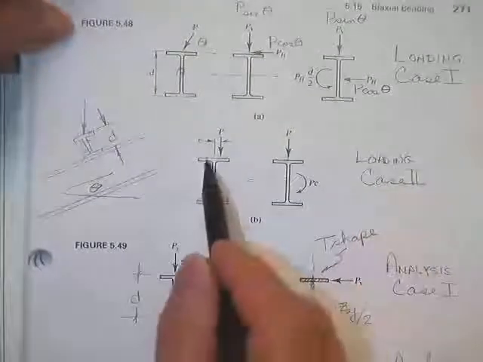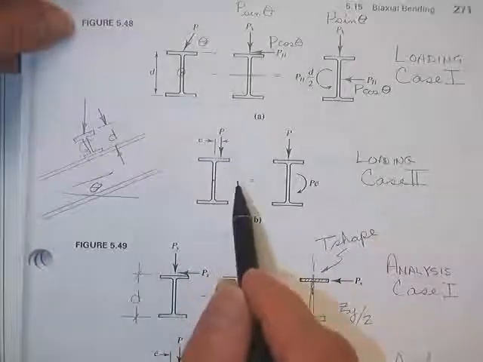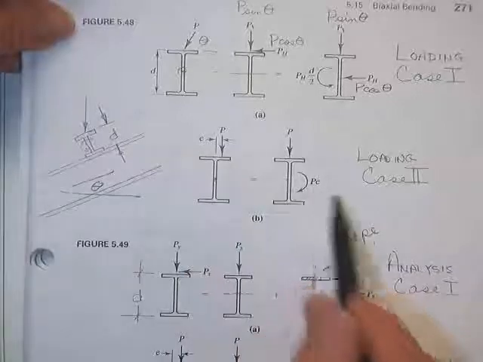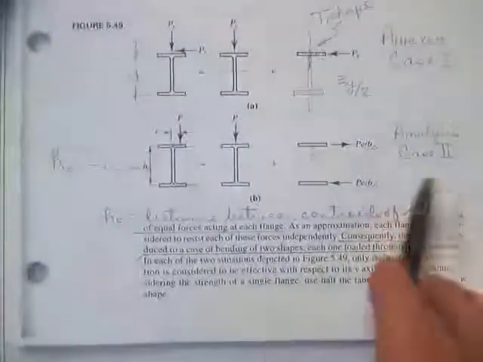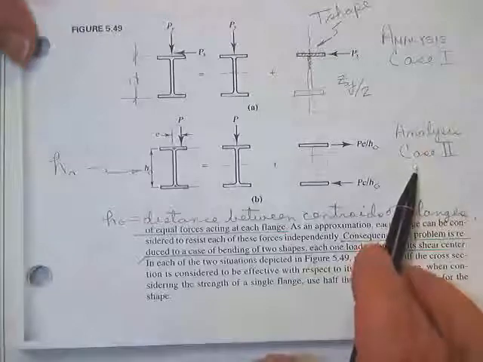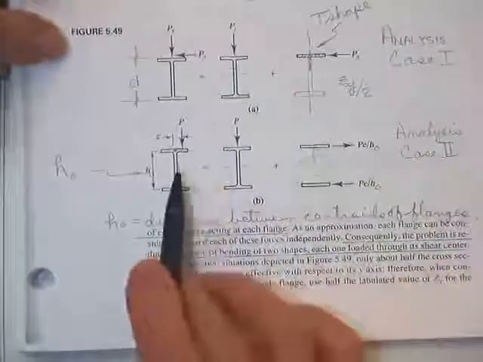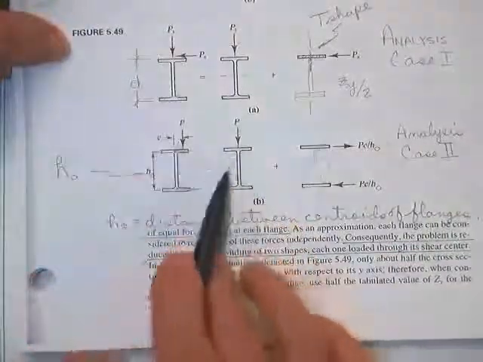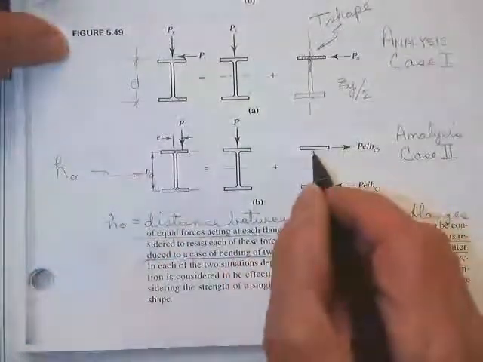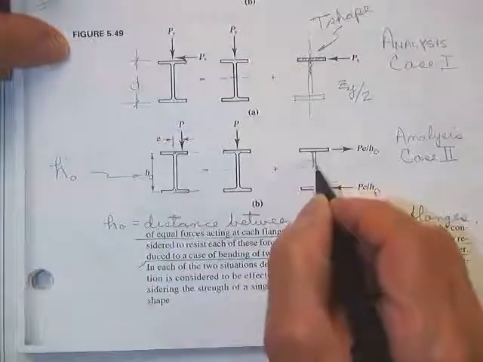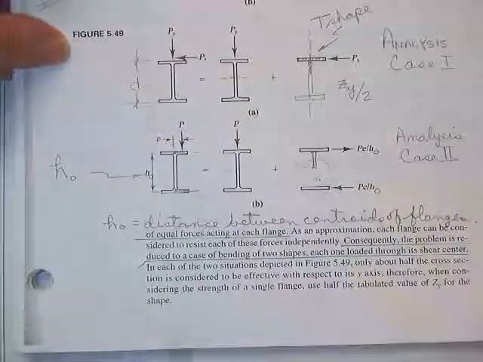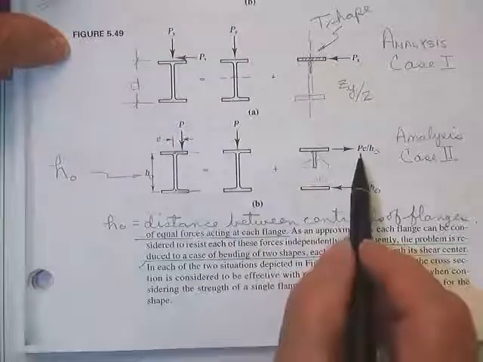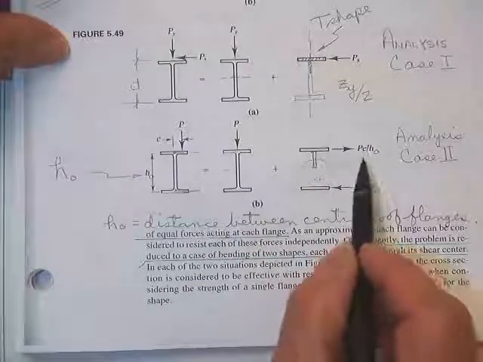Loading case two, where you're just putting the load off center, but you don't have any weak axis bending per se, but you do have some torque, P times e, loading case two. Our best guess on how to analyze case two is just go ahead and design the whole load about the strong axis, plus go ahead and call that a little T, half of a wide flange, and put the bending moment in effect in this.